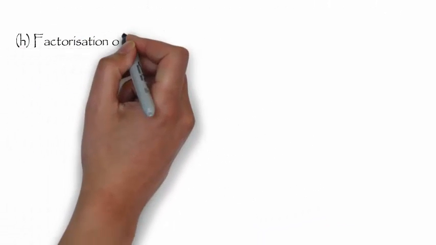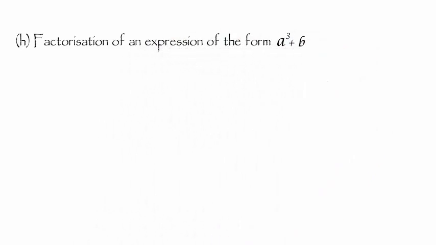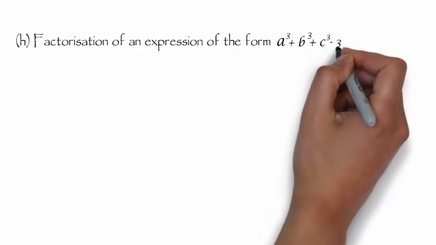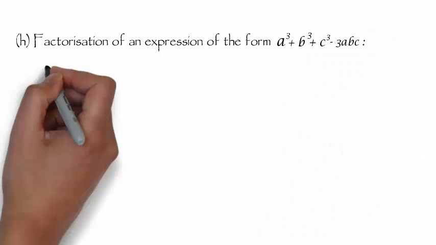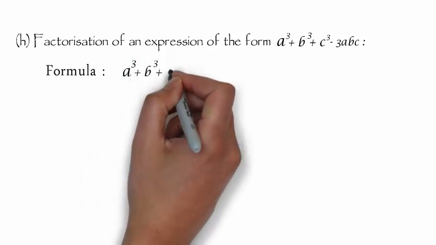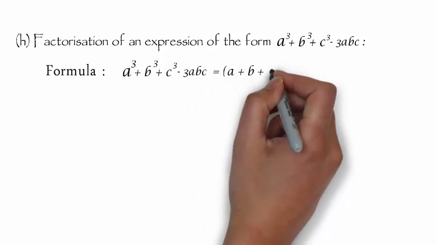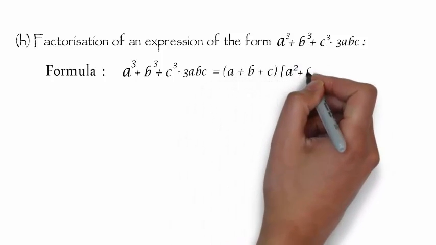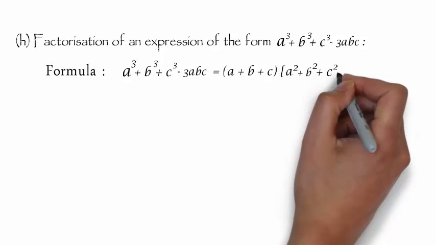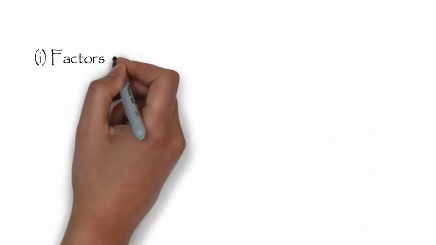H. Factorization of an expression of the form a³ plus b³ plus c³ minus 3abc. Formula: a³ plus b³ plus c³ minus 3abc is equal to (a plus b plus c) into (a² plus b² plus c² minus ab minus bc minus ca).